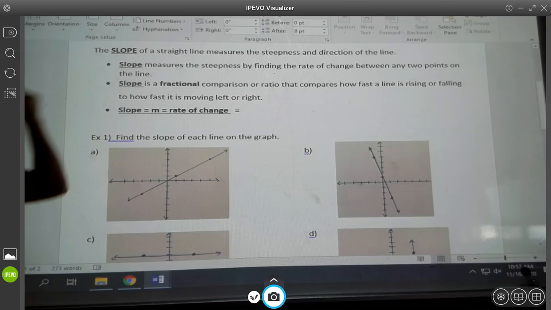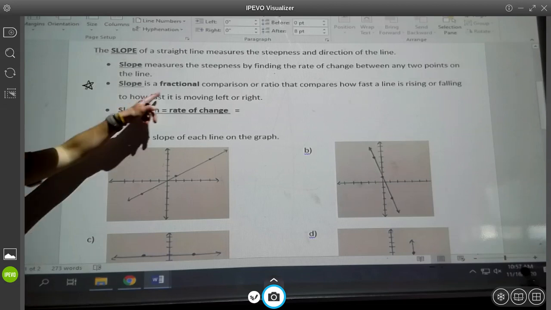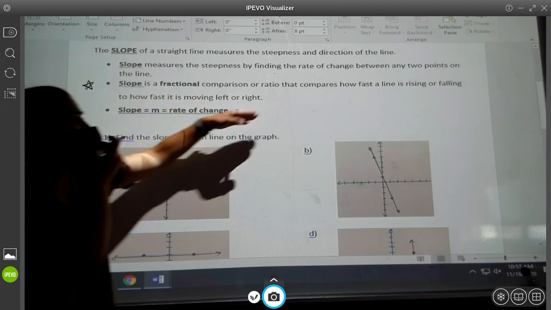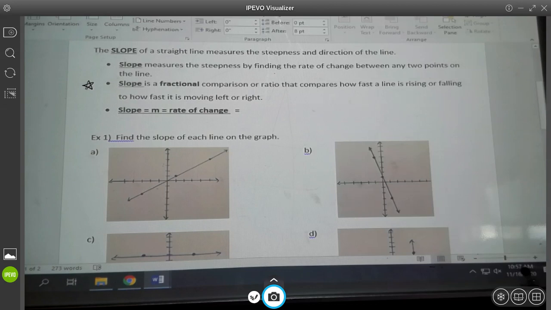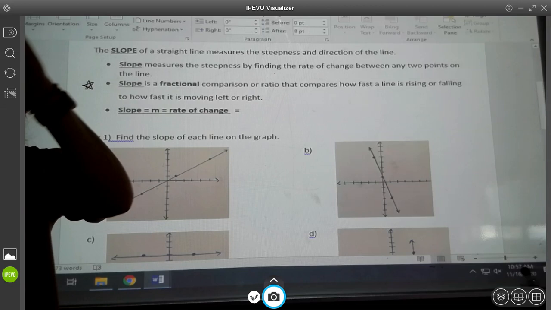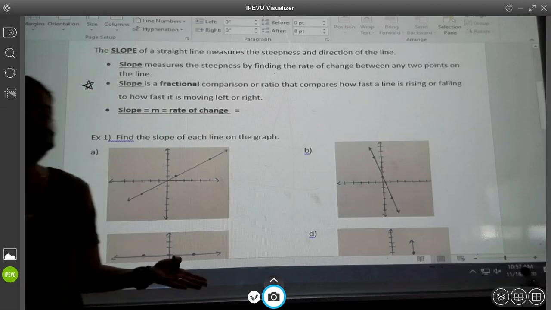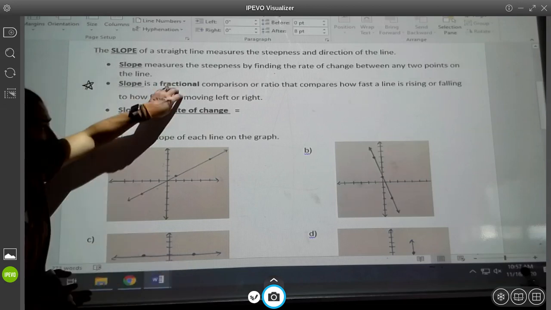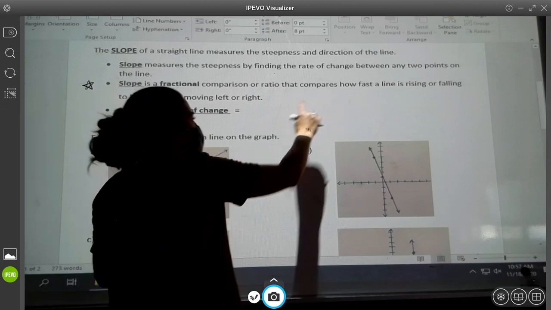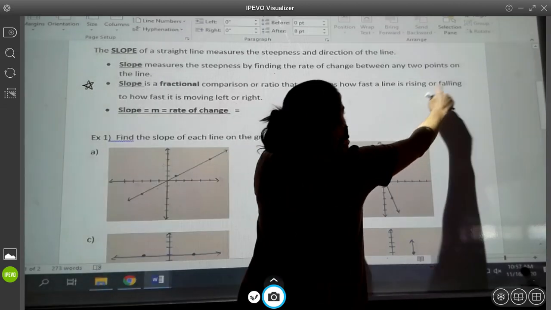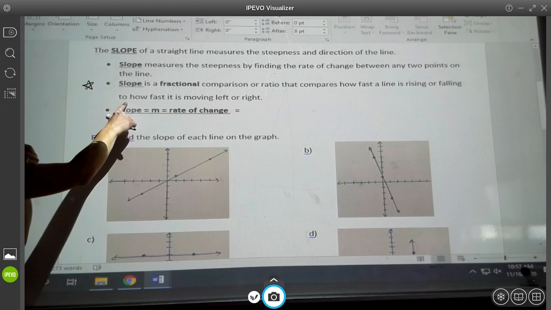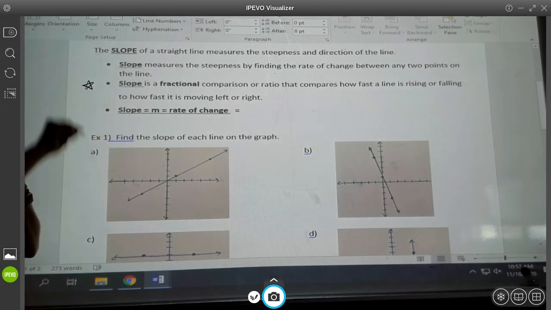This is your definition, guys. Slope is a fractional comparison or ratio, so it should be given as a fraction. Every year, I have a handful of students who want to tell me the slope, and they give it to me as an ordered pair. Slope is not an ordered pair. It is a fractional comparison. It compares how fast a line is rising or falling compared to how fast it is moving left or right.